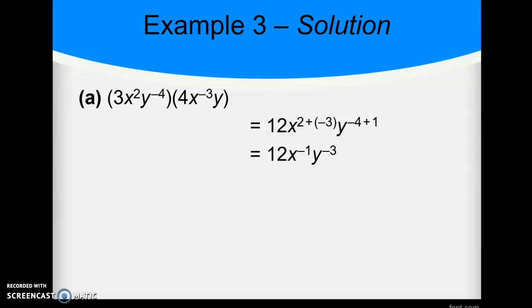It does not move. If that were 12x quantity to the negative 1, then it would move with the x, but there are no parentheses around the 12x. So we move only those parts of the expression that have a negative exponent. They are, in this case, the x, so the x will move, and the y, so the y will move. When I move the x from the top to the bottom, it's going to become x to the positive 1. When I move the y from the top to the bottom, it's going to become y to the positive 3. I just leave the 12 on top.